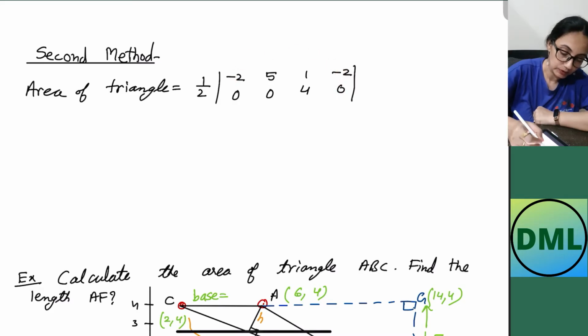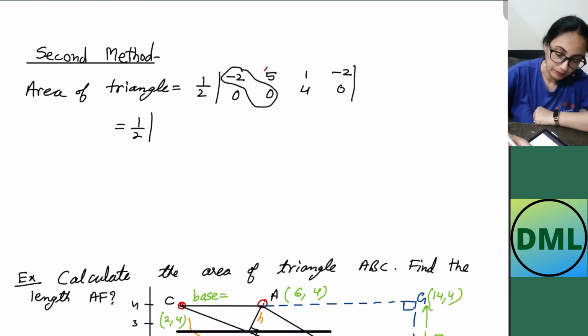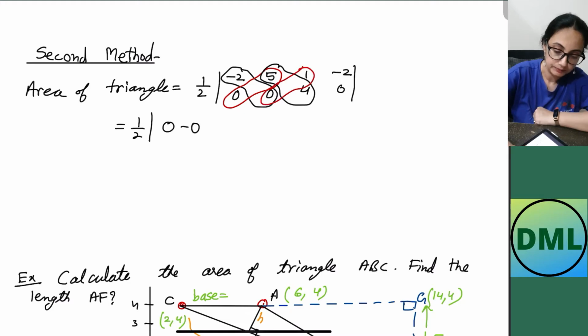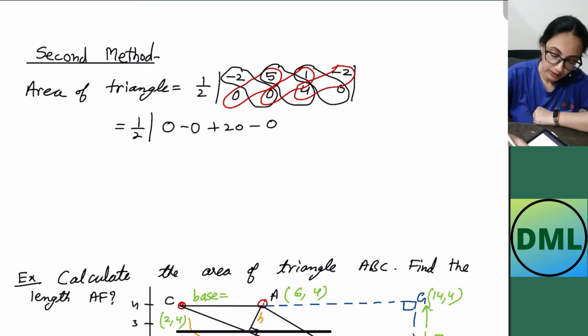Now how are we going to solve this? This equals half mod. I have to multiply -2 by 0 and then subtract 0 times 5. So that is 0 minus 0. Now I have to multiply 5 times 4 and then subtract 0 times 1. So 5 times 4 is 20 minus 0. Now I have to multiply 1 times 0, then subtract 4 times -2. So 1 times 0 is 0 and then negative of negative 8.